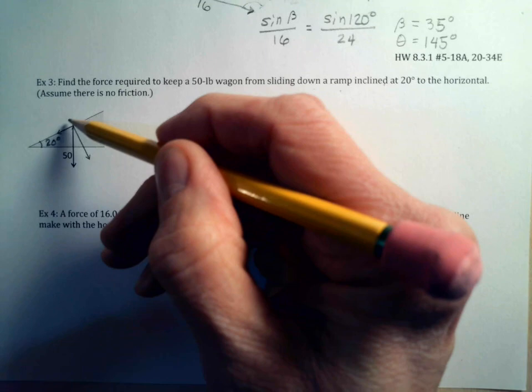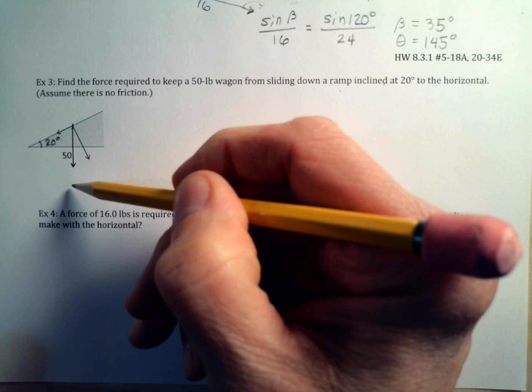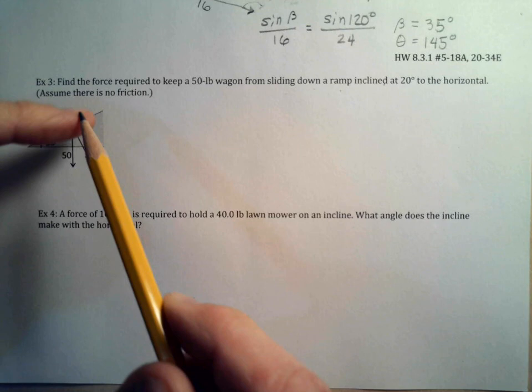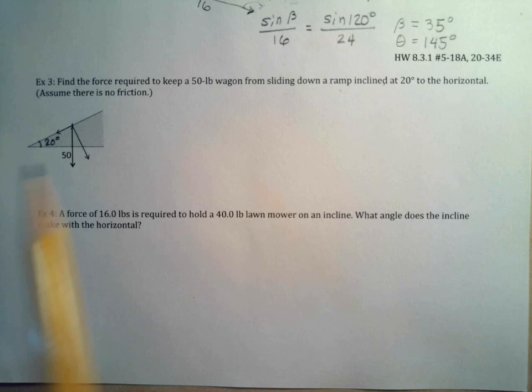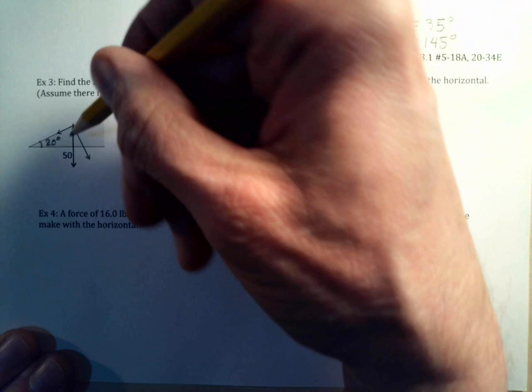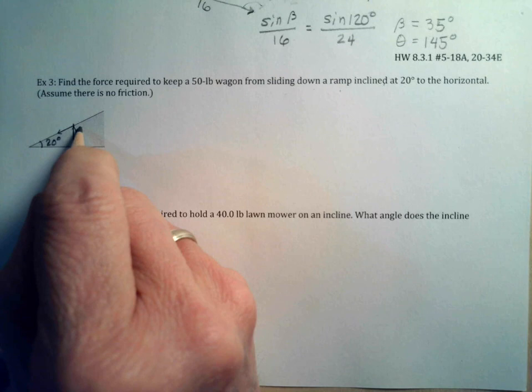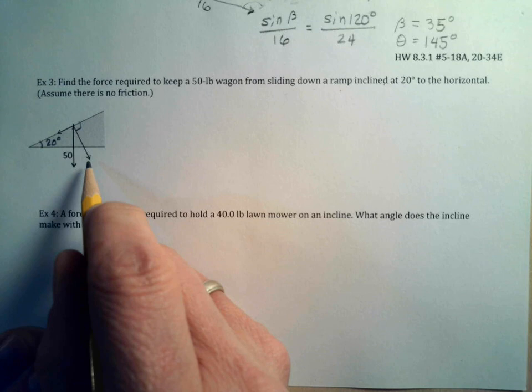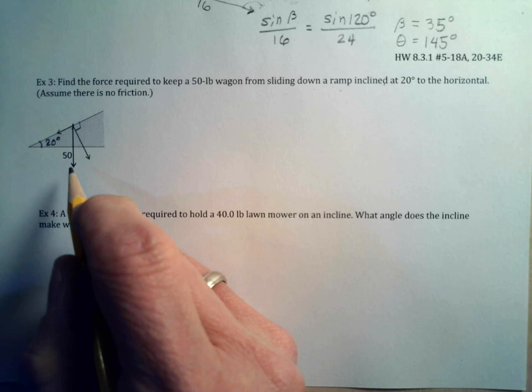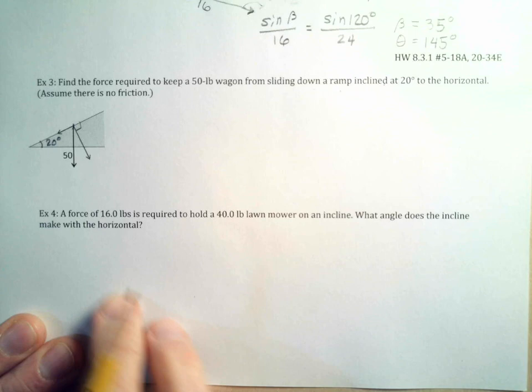So we take this 50-pound force and we think of it as the resultant. And then we think about, okay, what are the two forces that, if we added them up, would result in that resultant 50-pound force? So we have one force that's perpendicular to the surface, to that ramp. And so this is a right angle. That force is the force due to gravity broken up into two components, or two vectors. One is perpendicular to the surface. It's essentially holding that wagon down against the surface.